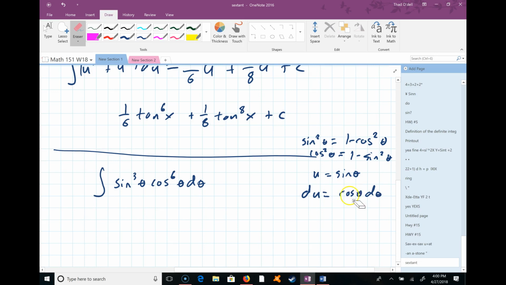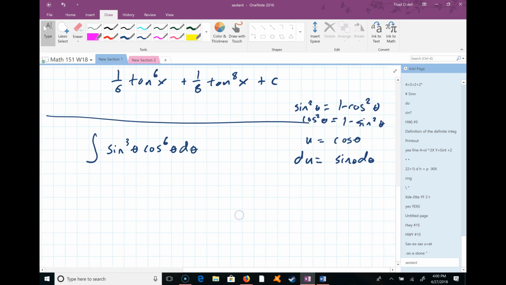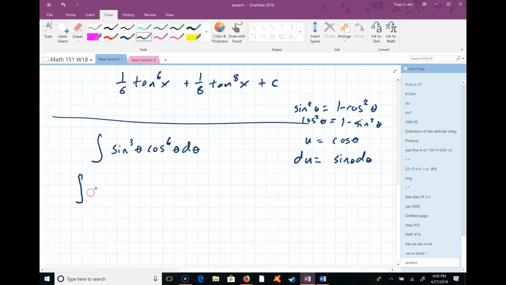So in this case, I want to use sine as my du, because there's an extra sine in there, and I could change the leftover sines into cosine. So that means that my u is going to be cosine theta. So then my next step is to change this to sine squared theta times cosine to the 6th theta times sine theta d theta.